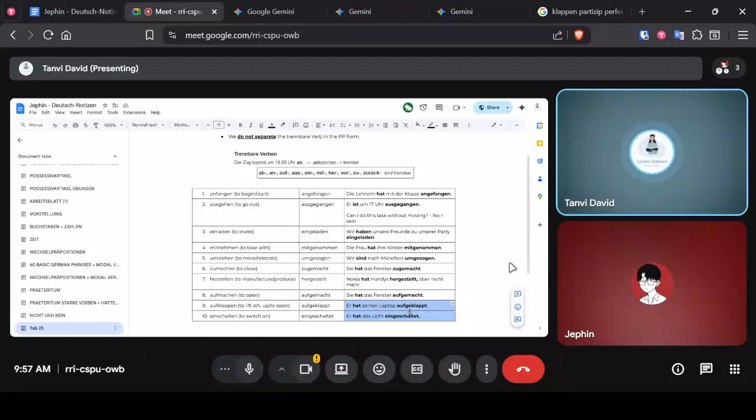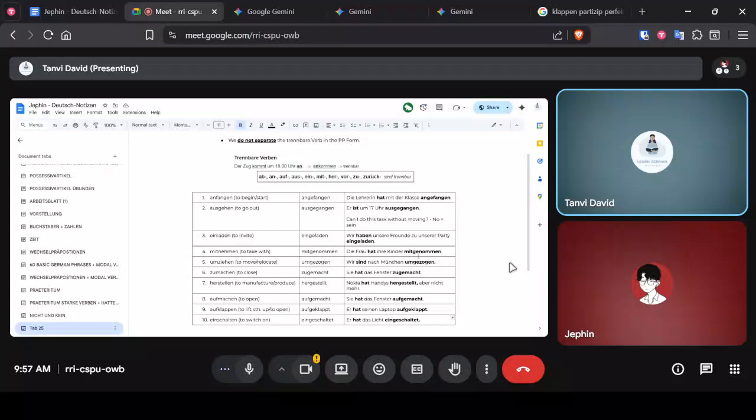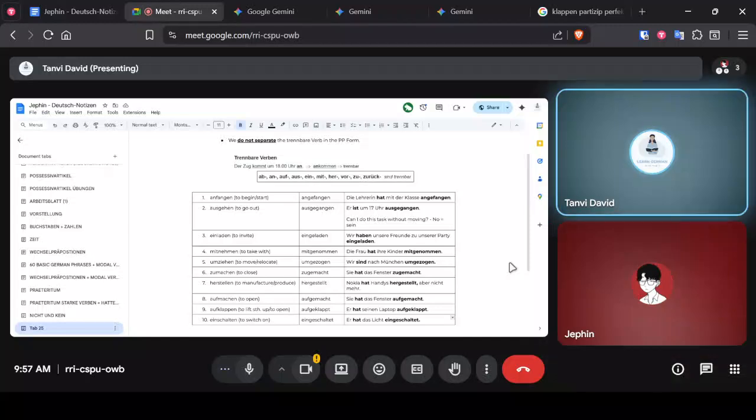Er hat seinen Laptop aufgeklappt. Okay, so he opened his laptop. Er hat das Licht eingeschaltet. He switched on the light. Okay, the sentences are clear? Perfect. So now coming to the nicht trennbare Verben as well.